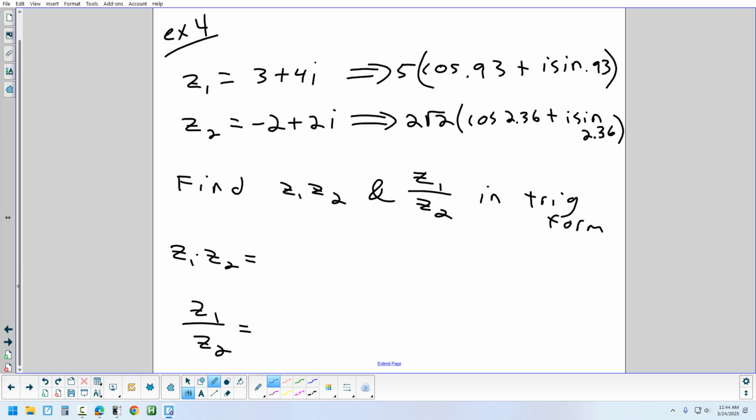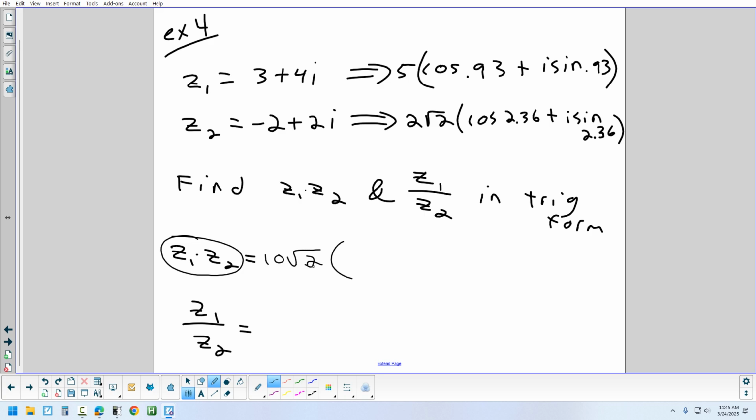Okay, so let's try multiplying them. What is R1? 5. What's R2? 2 root 2. When I want to find this, what do I do with R1 and R2? Multiply them. What's 5 times 2 root 2? 10 root 2. Yep, 10 root 2. Okay, so that's half of it.